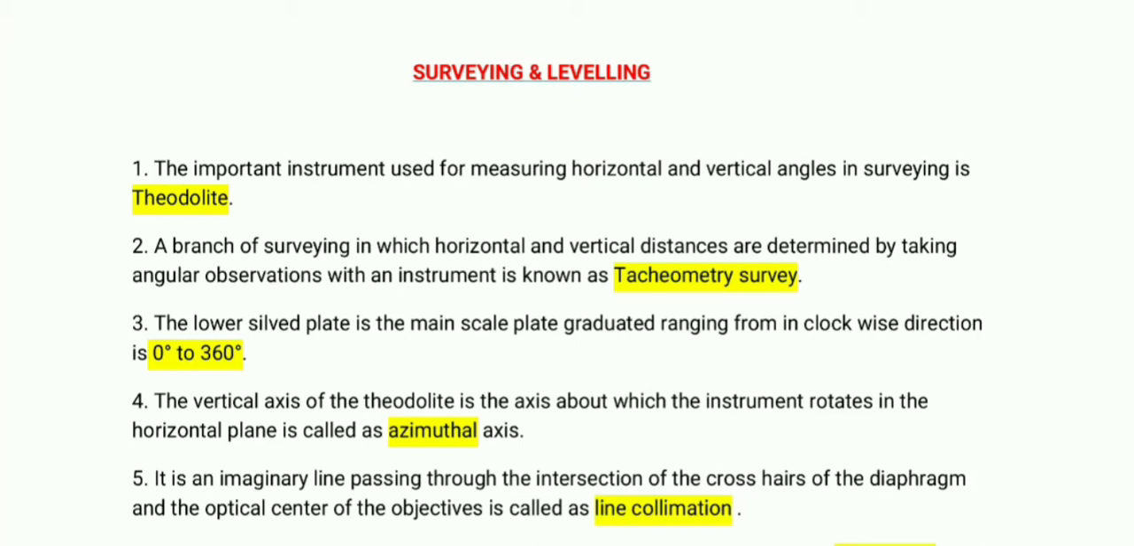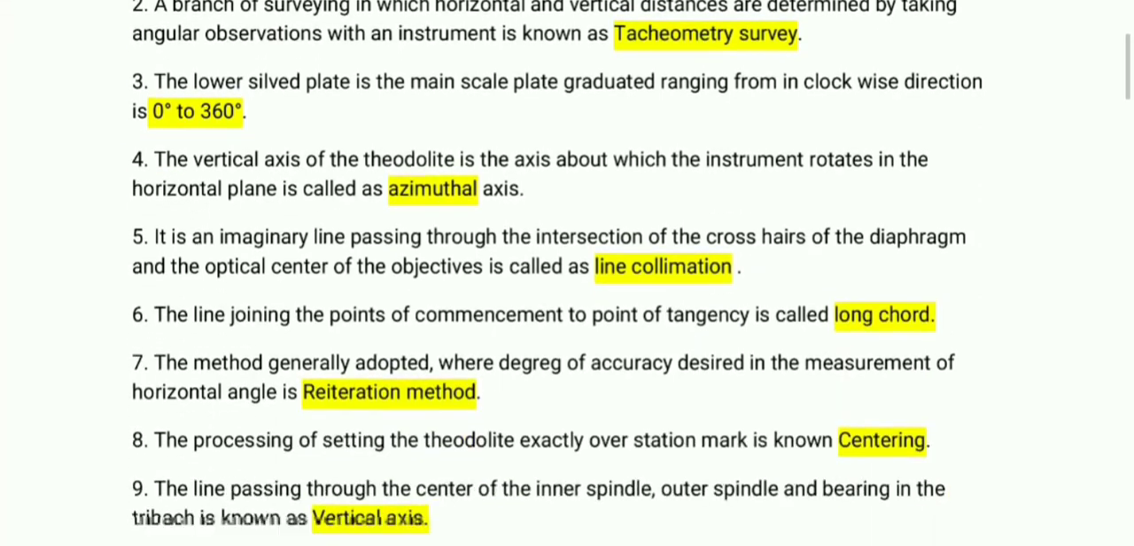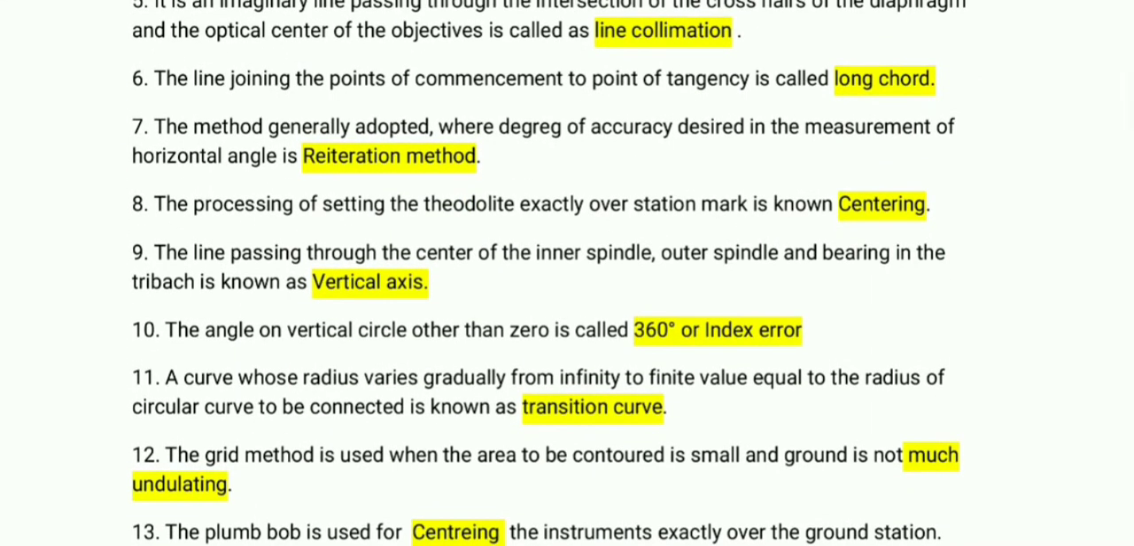An imaginary line passing through the intersection of the crosshairs of the diaphragm and the optical center of the objective is called the line of collimation. The line joining the point of commencement to the point of tangency is called the long chord. The method generally adopted where a high degree of accuracy is desired in the measurement of a horizontal angle is the reiteration method.